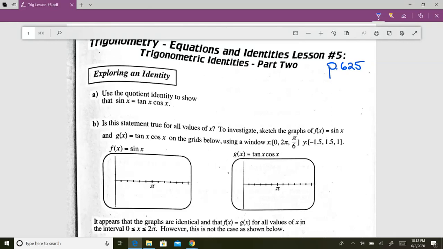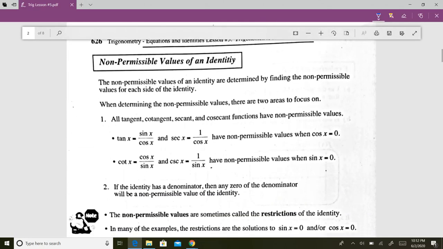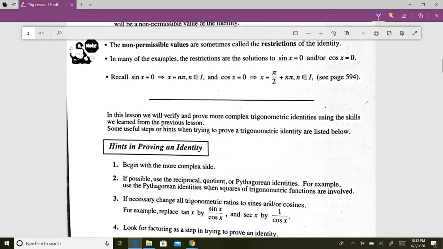All right, everybody, we're on lesson number 5 here, page 625. We're going to start proving identities, and we did a little bit of that in the last lesson. We're going to continue it this lesson. The first part here, they're going to talk about restrictions. We're going to skip that. So we're going to go to the bottom of page 626.